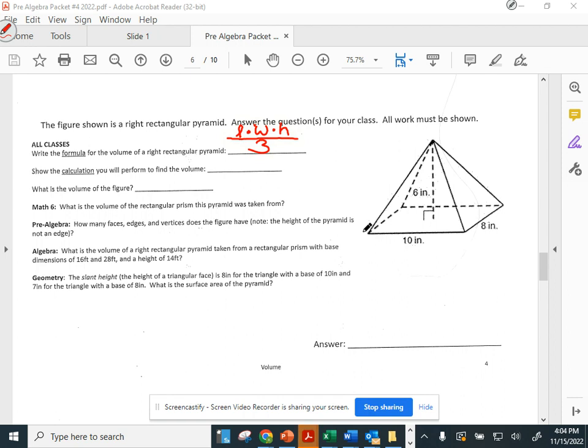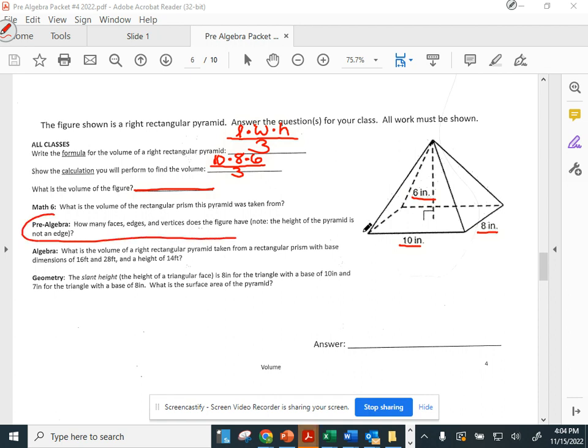If we just did length times width times height, that would be a rectangular prism. We want the pyramid that's taken out of that rectangular prism. So my calculations that I would do is my length times my width times the height divided by 3, and that gives me the volume for my figure.